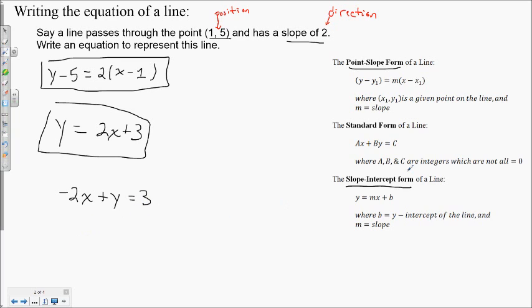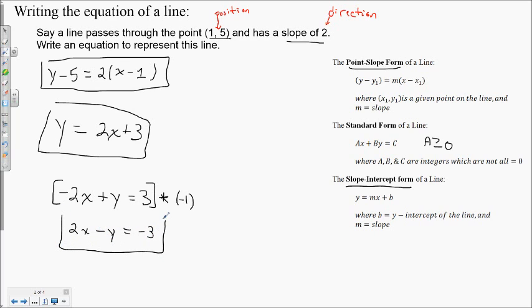But the standard form has one other caveat. This value for a has to be greater than or equal to 0. So since I have a negative 2 here, what I'll do is take this entire equation and multiply by negative 1, and I end up with 2x minus y is equal to negative 3. So this would be the standard form of the equation of my line.